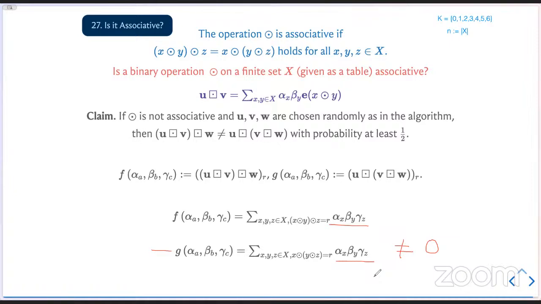So the d over s, d is 3 and the size of s is 6, so 3 over 6 is 1 by 2. So that's where you get your success probability being at least half from.